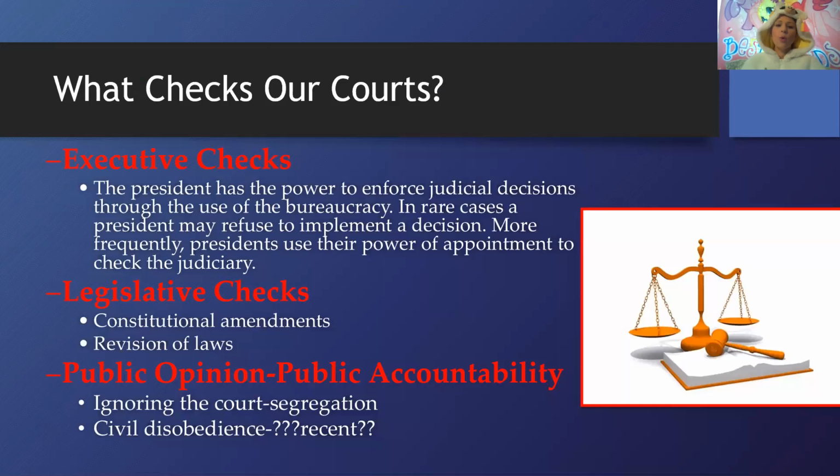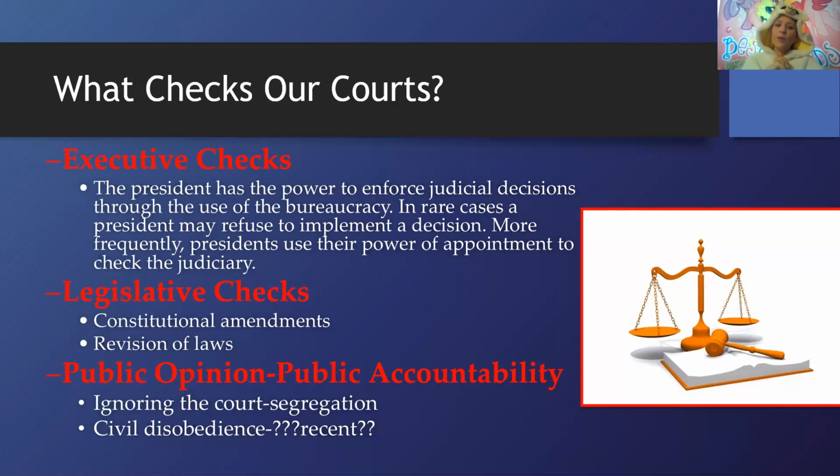Okay, so what checks our courts? Remember, we have checks and balances. Montesquieu said we have checks and balances. We have branches of government. The executive checks: the president has the power to enforce judicial decisions through the use of the bureaucracy. Remember, the bureaucracy is that other appendage of the executive branch. It's not just the vice president and president. It's all those different agencies that actually enforce the law and regulate things.